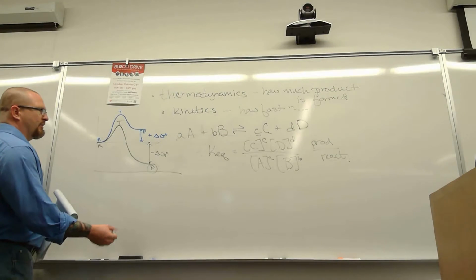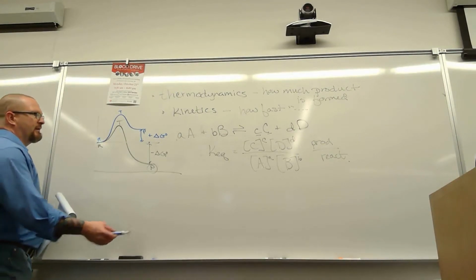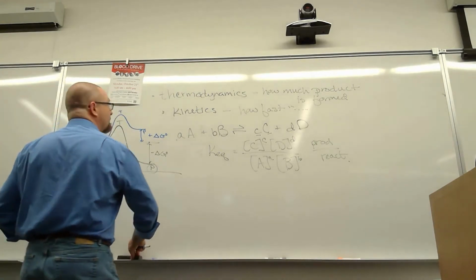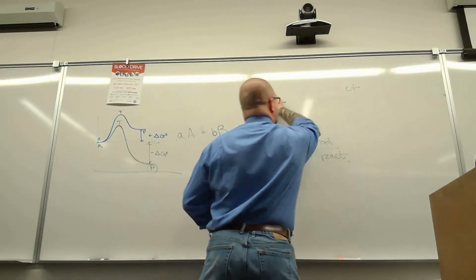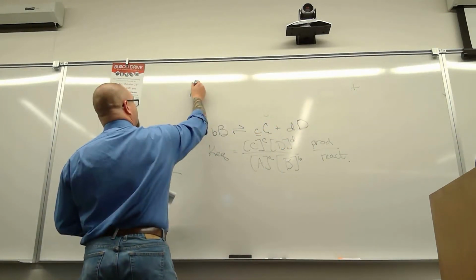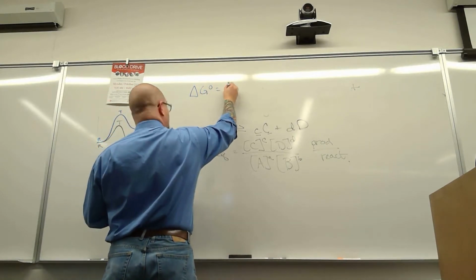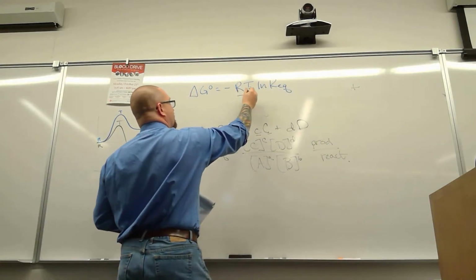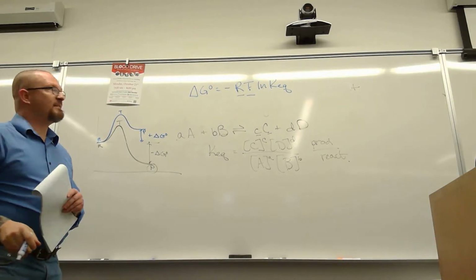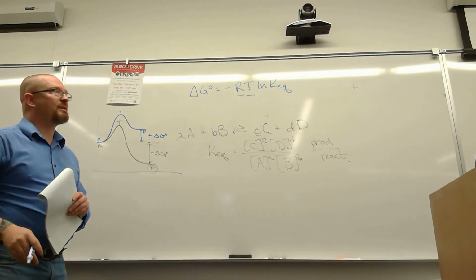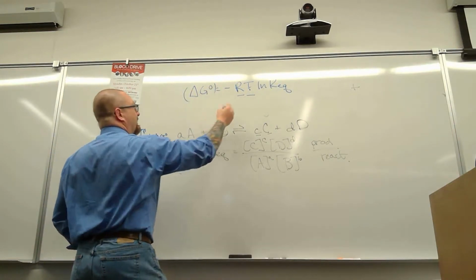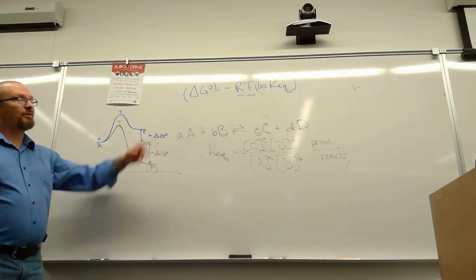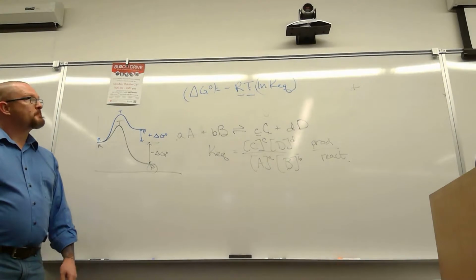Now, what we see in terms of spontaneity is that we have equations which relate these two. Those are constants. We've got the ideal gas law. We've got temperature in Kelvin. So really, those two variables are directly related via constants.